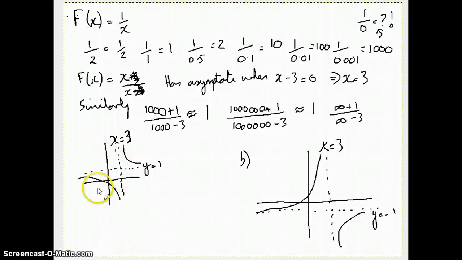You can pretty much see that from the graph. I mean, there's a fairly big clue. Even if you didn't know all this stuff, you could look at the graph and say to yourself, well, there's two obvious asymptotes there. You can probably read them off straight from the graph.